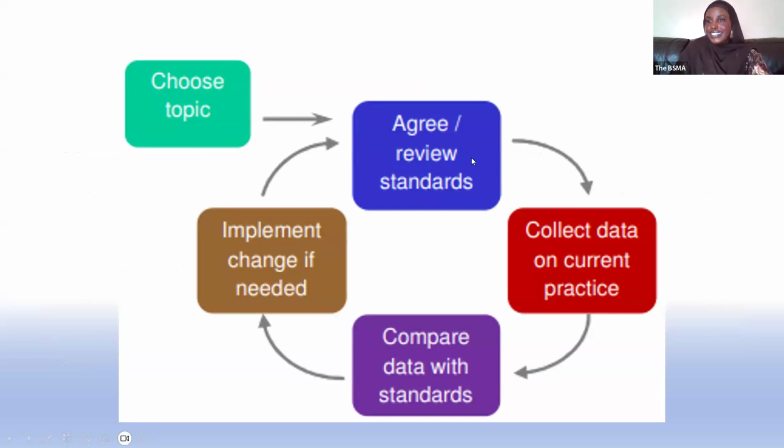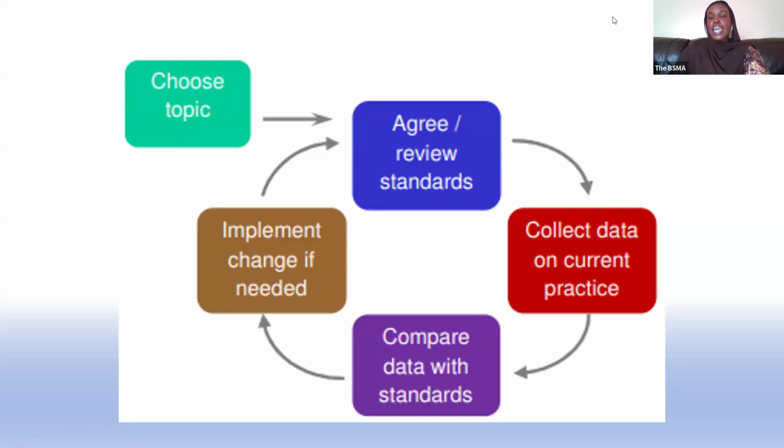You then review the standards that are required, okay, for your particular topic. You then collect the data based on what is currently happening within your department. You compare your data versus the standards, and then you make a recommendation of how to make change. And this is what we call a cycle.